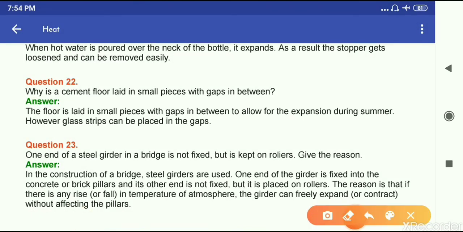Question number 22. Why is a cement floor laid in small pieces with gaps in between? The floor is laid in small pieces with gaps in between to allow for the expansion during summer. However, glass strips can be placed in the gaps.